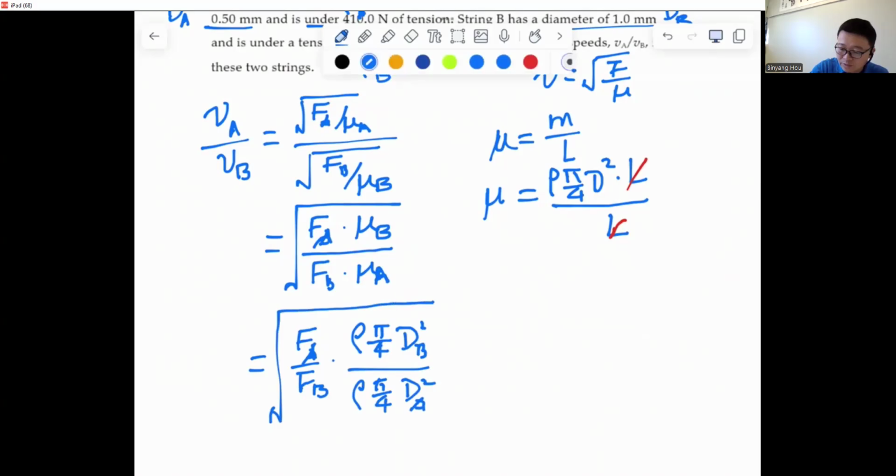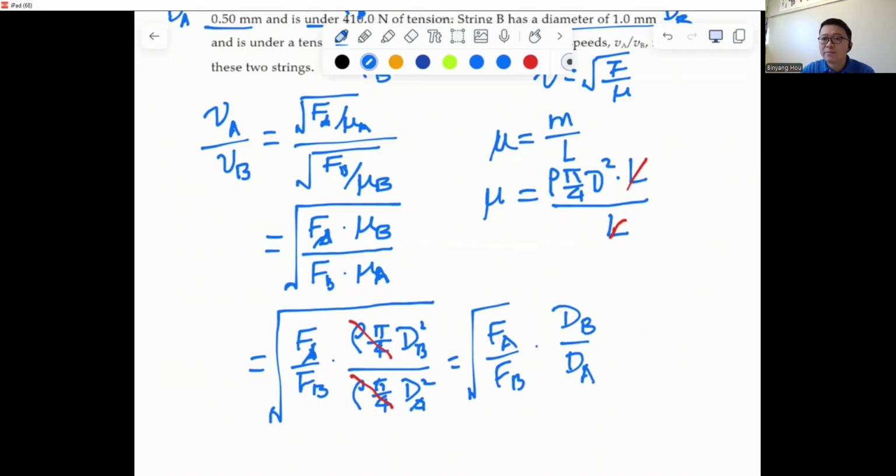So we can actually cancel out that rho times 4 pi, rho times 4 pi. So this then becomes just FA over FB square root, and then times square root of DB squared over DA squared. So then that will be just DB over DA, because you square them and square root.